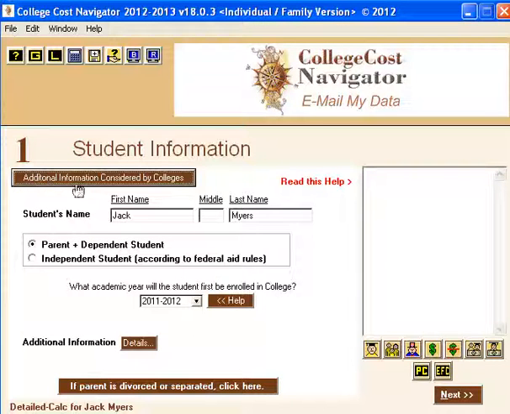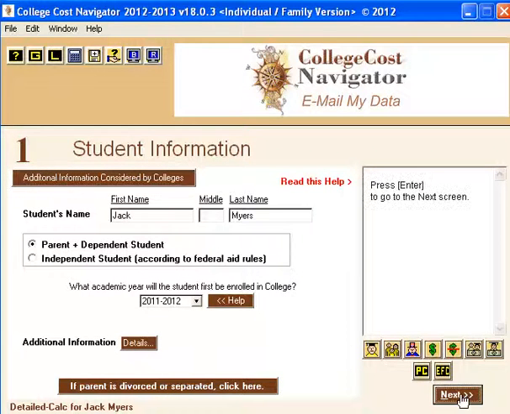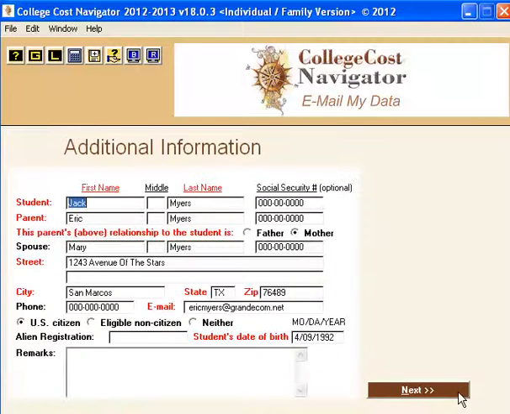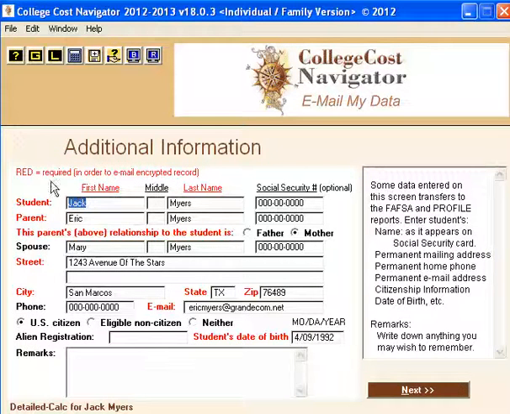So this is the first screen, student information. You just enter that information in, and then you go to the next screen. And what you'll see here is in red, that's required information. And again, you go through here and you answer these questions. Again, over to the right, it explains everything that you need to know.